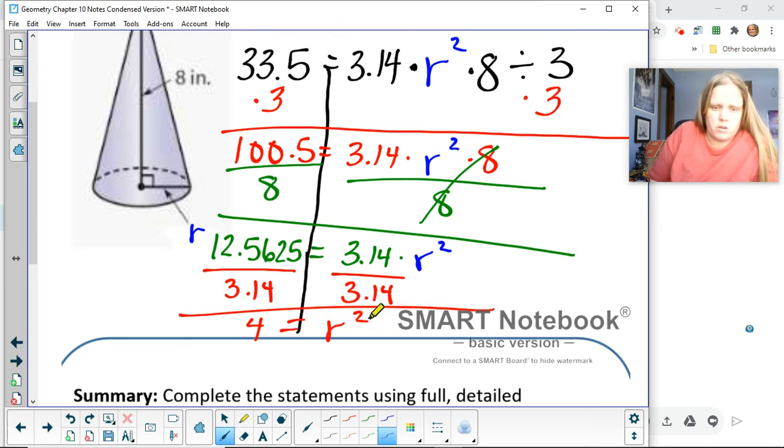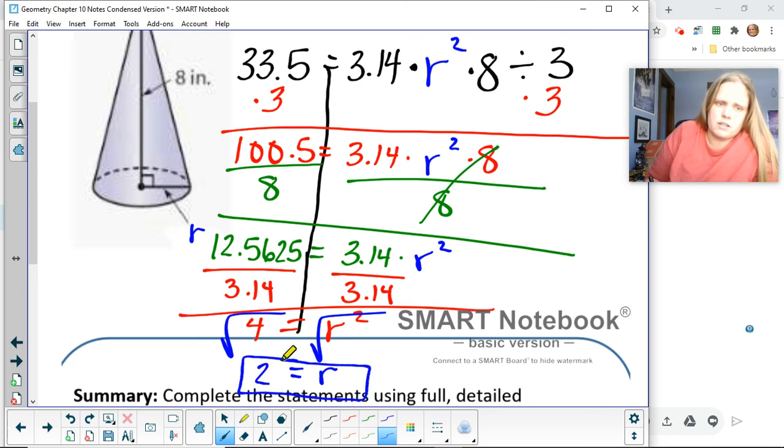And then we just have to get rid of the squared next to the r. An opposite of squaring is a square root. So r equals 2. So in this case, our radius is a length of 2 inches.